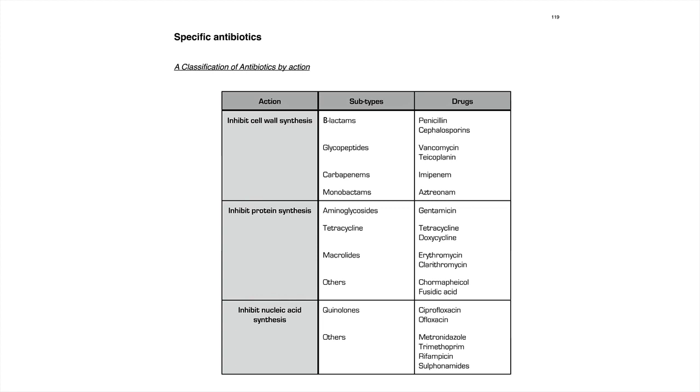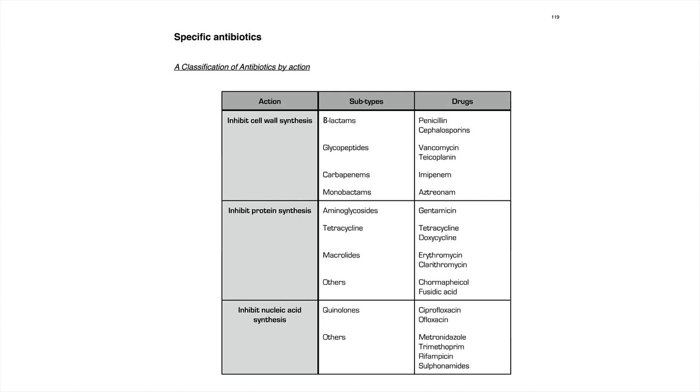Then we've got the group of drugs that inhibit protein synthesis, and likewise these are fairly common drugs: aminoglycosides such as gentamicin, the tetracyclines, that's tetracycline, doxycycline, oxytetracycline, that kind of thing. We've got macrolides, erythromycin and clarithromycin. Note those are very important drugs for patients who are allergic to penicillins. We've also got some other ones such as chloramphenicol, very commonly used in ocular preparations, fusidic acid as well.